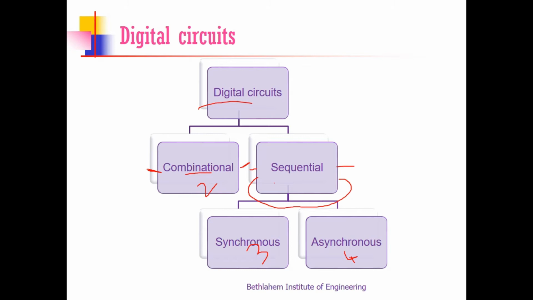Coming to the digital circuits, the digital circuits can be categorized into two types: combinational circuits and sequential circuits. The sequential circuits are further divided into synchronous sequential circuit and asynchronous sequential circuit. Digital circuits are broadly classified into combinational circuit and sequential circuit. Then sequential circuits are further classified into synchronous and asynchronous sequential circuits.